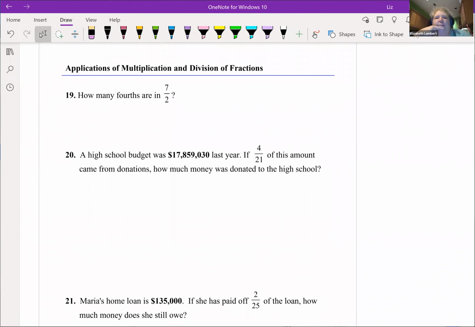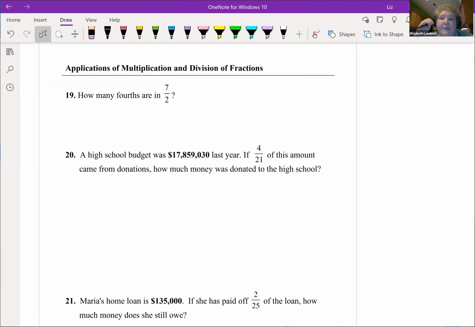Now, applications of multiplication and division of fractions. All right, so our first one here, how many fourths are in 7 halves? So this type of question is, we're measuring how many 1/4 are in 7 halves. So it's like if I had 7 1/2 cups of flour, how many 1/4 cups are there in that whole mess? How many 1/4 could I measure out of 7 1/2 cups?